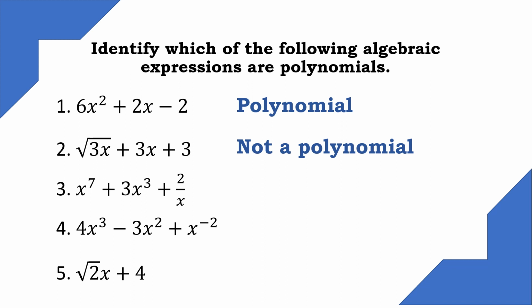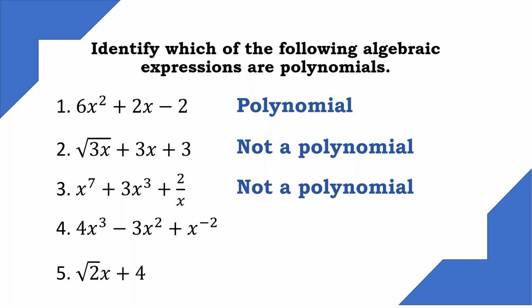So for number 3, we have x to the 7th power plus 3x cubed plus 2 over x. Is this a polynomial or not? So for number 3, this is not a polynomial because of the term 2 over x that can be written as 2 times x raised to negative 1.